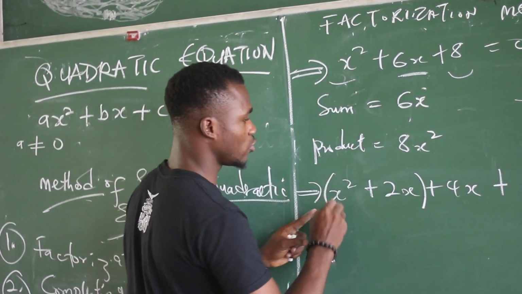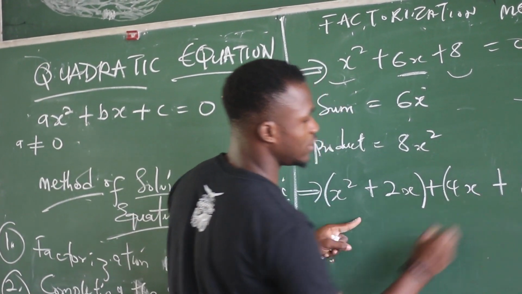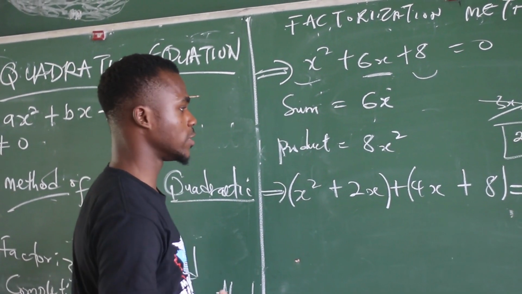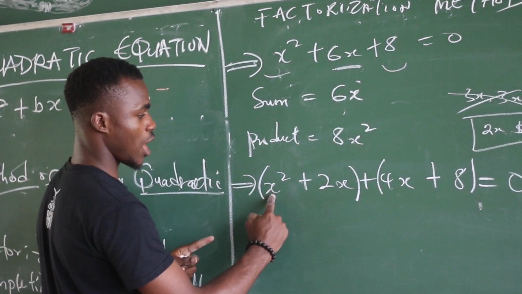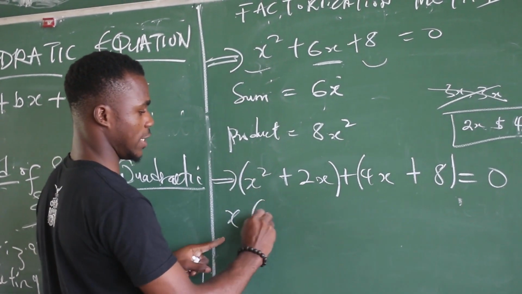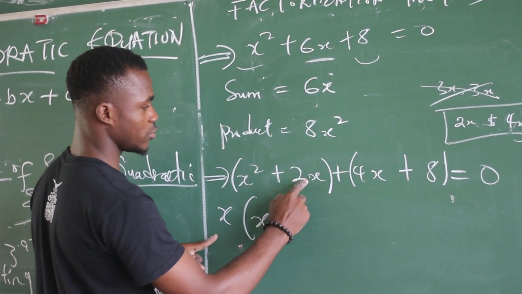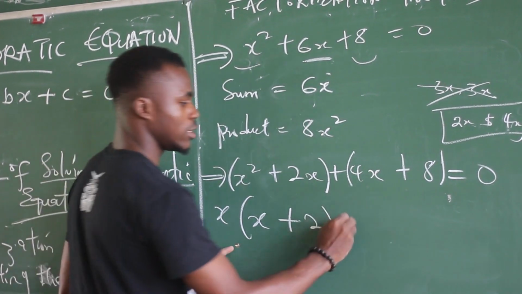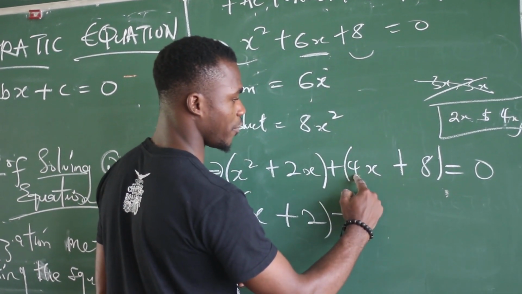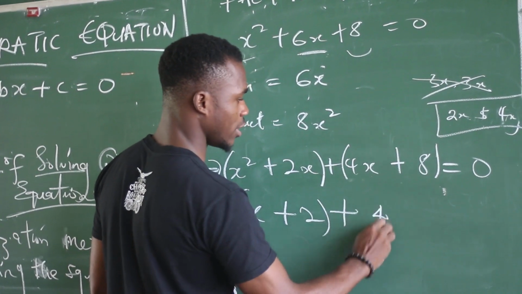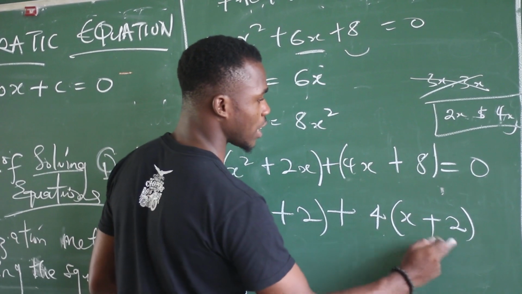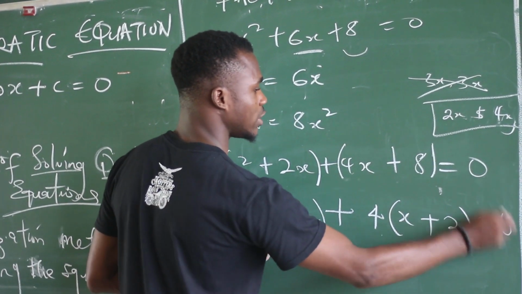We are going to group this into two. We have this part and this other part. So this is the first part, this is the second part. For the first part, we have x and x, so we factor out x. What is remaining is x here, then 2 remaining. Then plus, here we can factor out 4, because 4 is a factor here and 4 is also a factor here. So we have x plus 2, because if you multiply through, you will get back this. So everything equals 0.